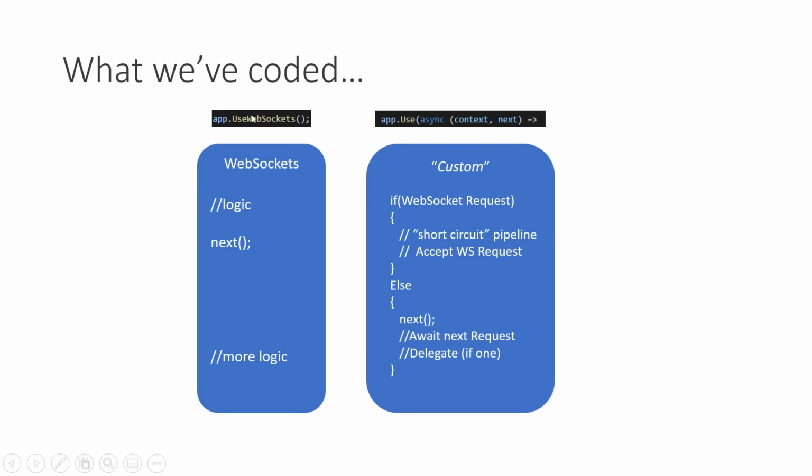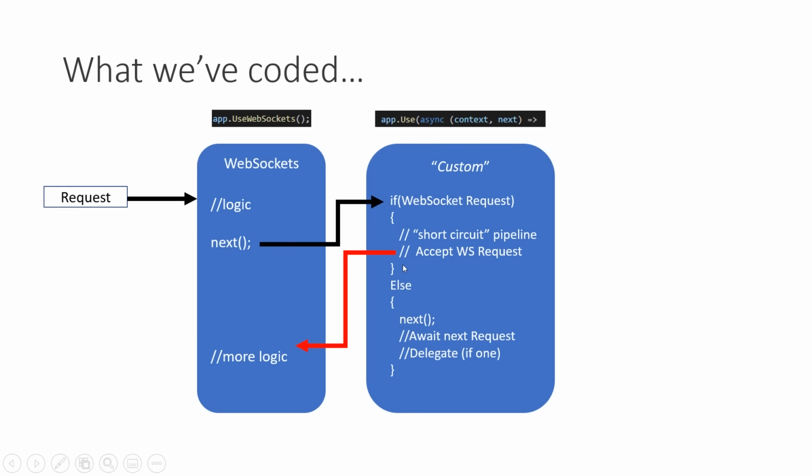So we've added two bits of middleware. Here we've got app use WebSockets, which is an out-the-box request delegate you get with WebSockets. And then we've created our own request delegate, app use, context, and next. So what happens is a request comes in, some logic is performed here. We then come into our custom request delegate and we determine if it's a WebSocket request. If it is, then we do what we do in the code. We await a connection and then we return back through the request pipeline.